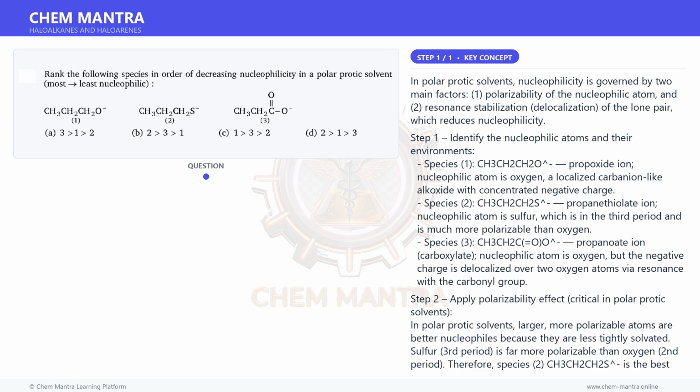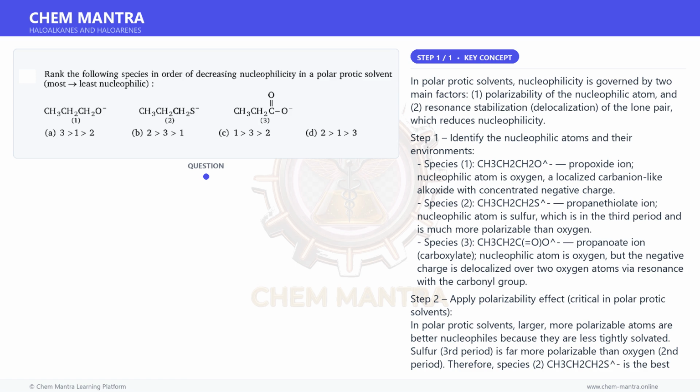Species 3, CH3CH2C(=O)O-, propanoate ion, a carboxylate. The nucleophilic atom is oxygen, but the negative charge is delocalized over two oxygen atoms via resonance with the carbonyl group.